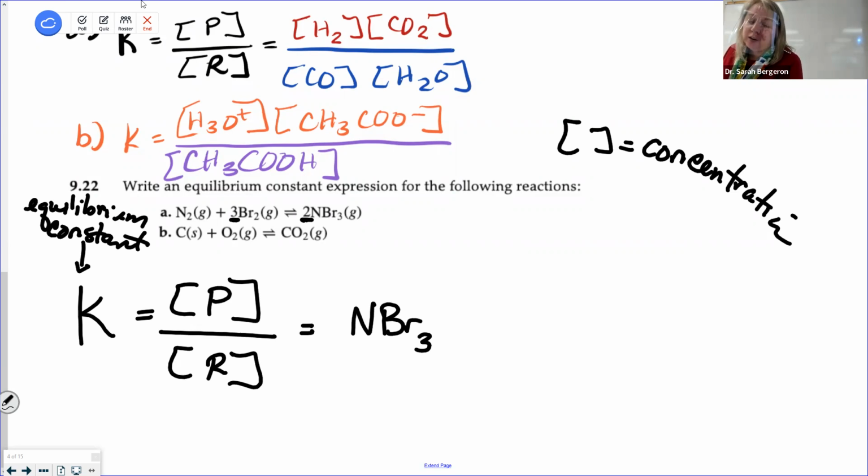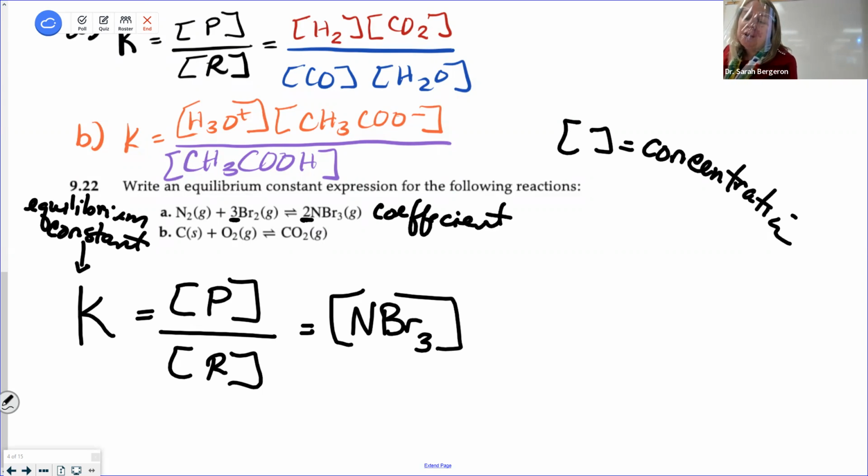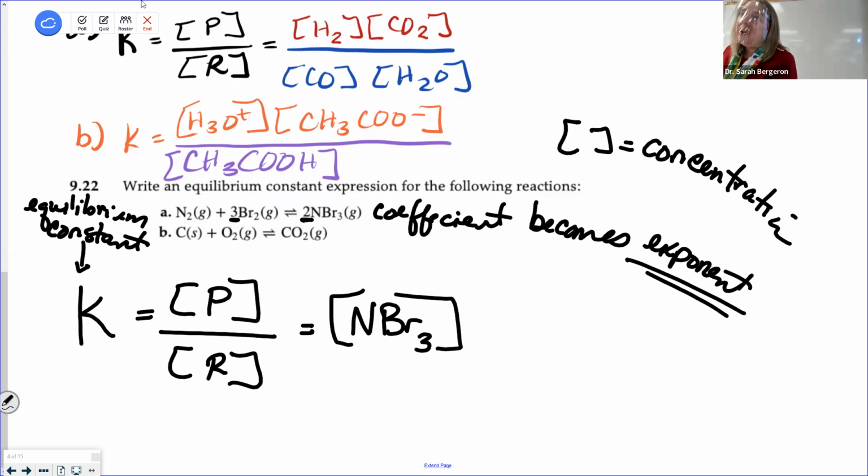NBr3 is our product. And we put it in brackets because we're saying it's the concentration of this substance. Now, we have to say that there's more of it. But the way that this works is that coefficient becomes an exponent. So now we have NBr3 squared. So if you were doing the math for this, you would square that concentration value, but you're actually not going to have to do the calculations on it, which is kind of nice. You just have to be able to write the expression.